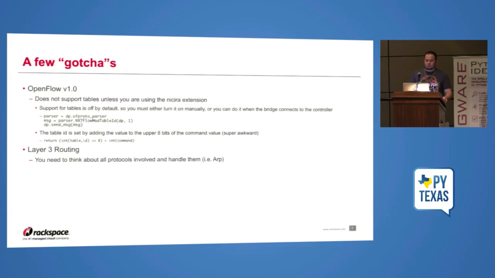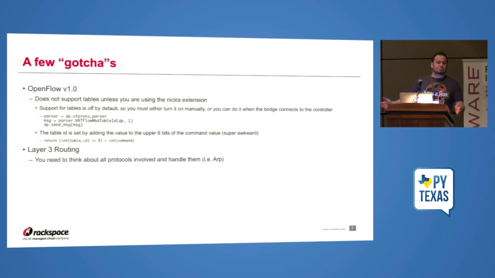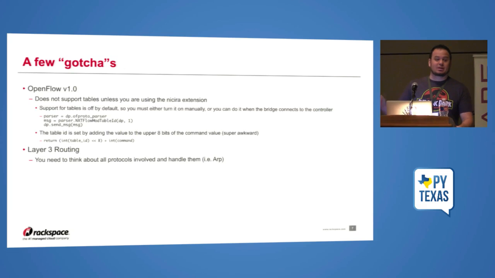Then a couple gotchas real quick. OpenFlow 1.0 doesn't support tables out of the box. If you enable the Nicira extensions, you can. I put the code up here and put this on the internet because we spent a couple days trying to figure this out. There's documentation around it, it's just not very explicit on what you need to do. Basically, you need to bit shift the table that you're going to assign it to with the command that you send down to it, whether it's an add, update, or delete for the flow.